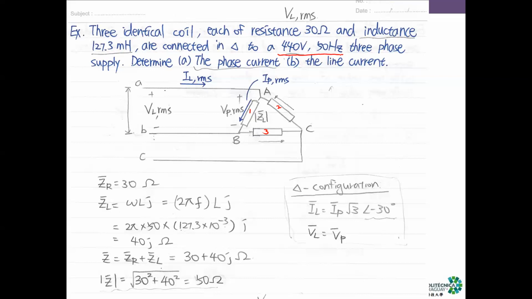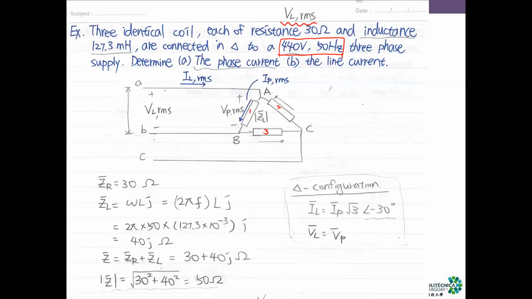When you are looking at this, this is what you look at very often. If you are talking about an AC power source, we always mean its RMS value. So 440 volt here, because it's an AC voltage, is the RMS value. And we always mean this 440 volt is the line voltage.